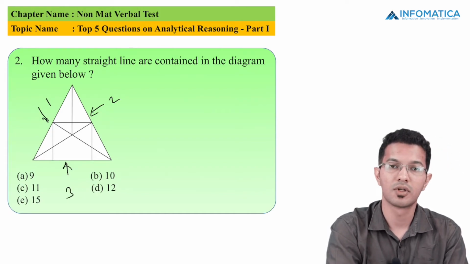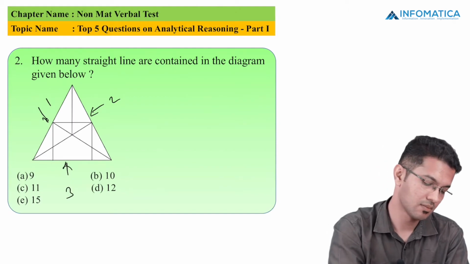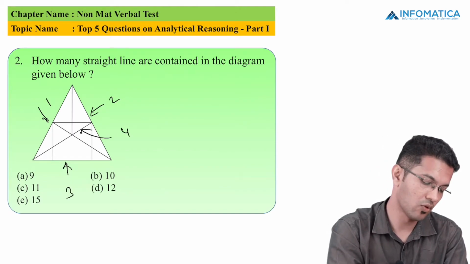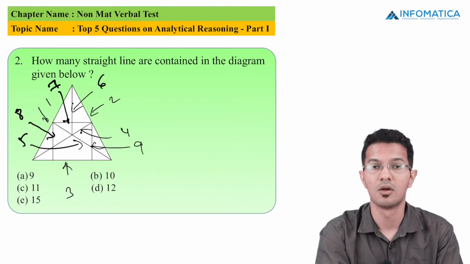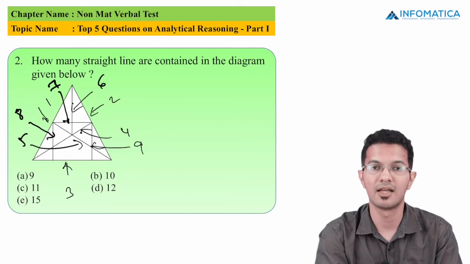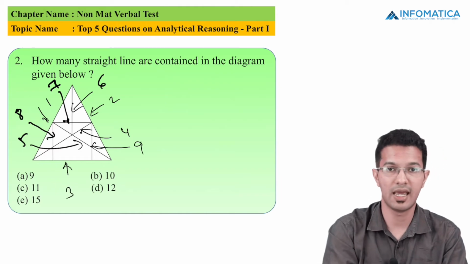Then we go for the internal lines. This is number 4, then we have number 5, and this is number 6, number 7, 8, and the last one is 9. So totally students, we are having 9 straight lines in this given figure. So the answer will be option A.